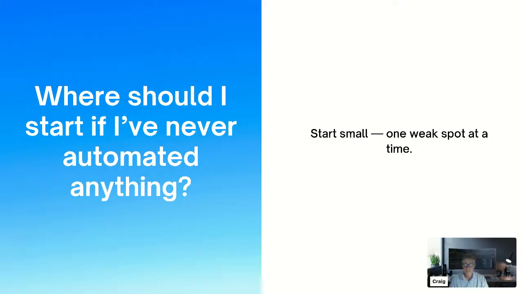And question 5 is, where should I start if I've never automated anything? Like everything, you start small. As I say, how do you eat an elephant? One little bit at a time. So you look at one weak spot at a time. You maybe choose your biggest risk point. It might be the form, it might be a checkout, it might be an email capture form. It's just something that's your biggest risk, might be the first step in a process.